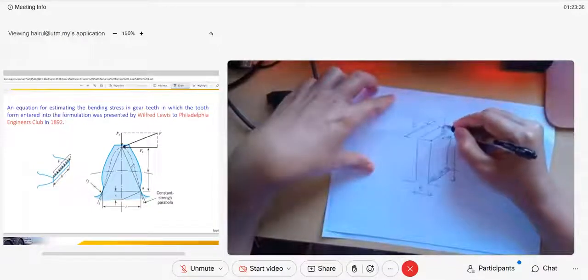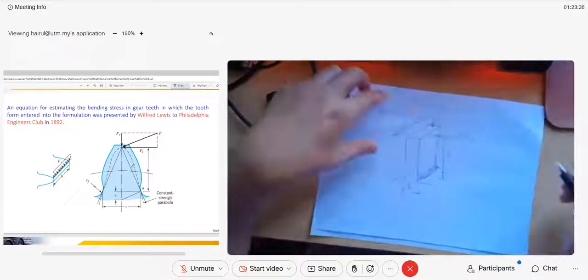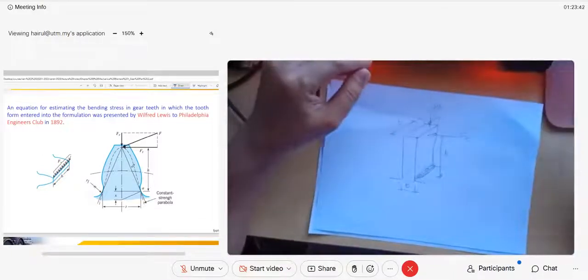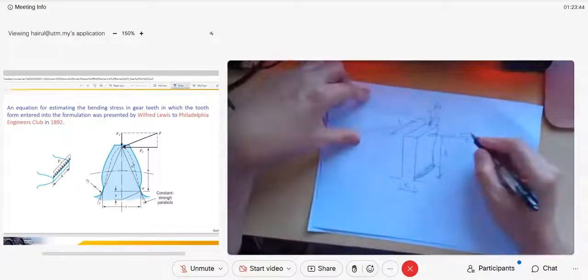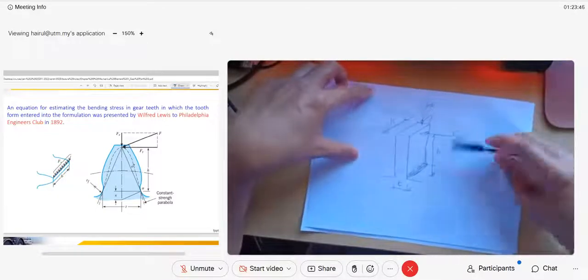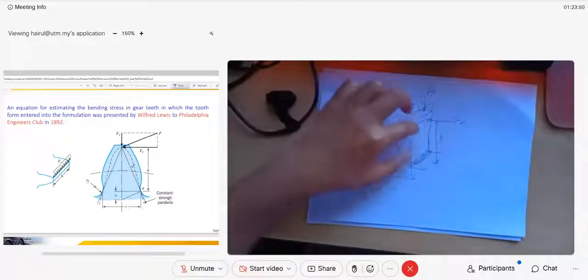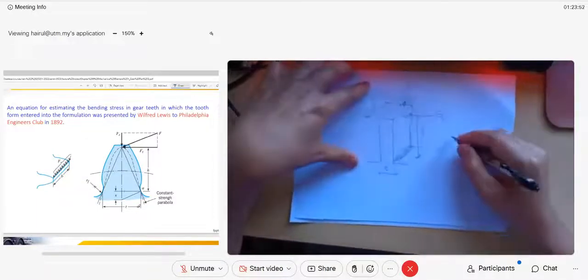We have F radius, but this one does not really affect the tooth of your gear. So we focus on F tangent, because that is the most critical and will cause bending stress. If we calculate the bending stress, how do we normally calculate it?